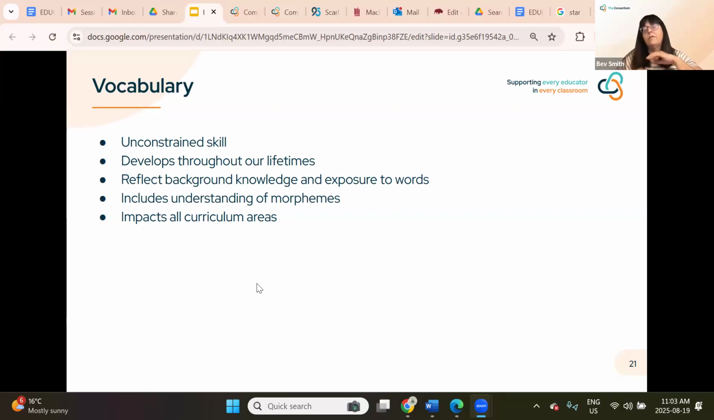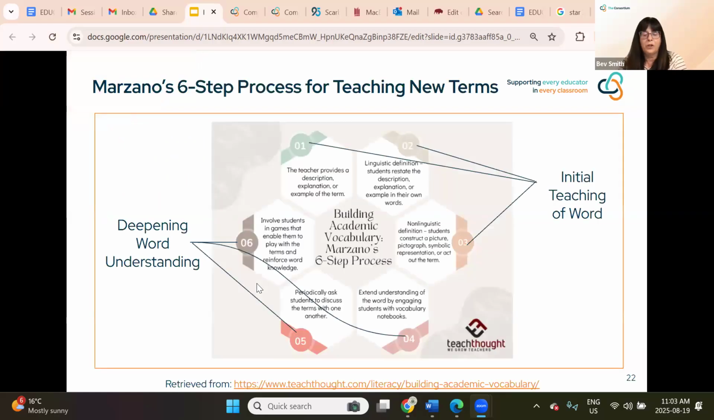Definitely this guide, all of the guides could be used in all subject areas, but vocabulary is key to understanding all of those content areas. One of my favorite strategies within the guide is Marzano's 6-step process for teaching new terms. For our initial word learning, we would look at the first 3 steps.